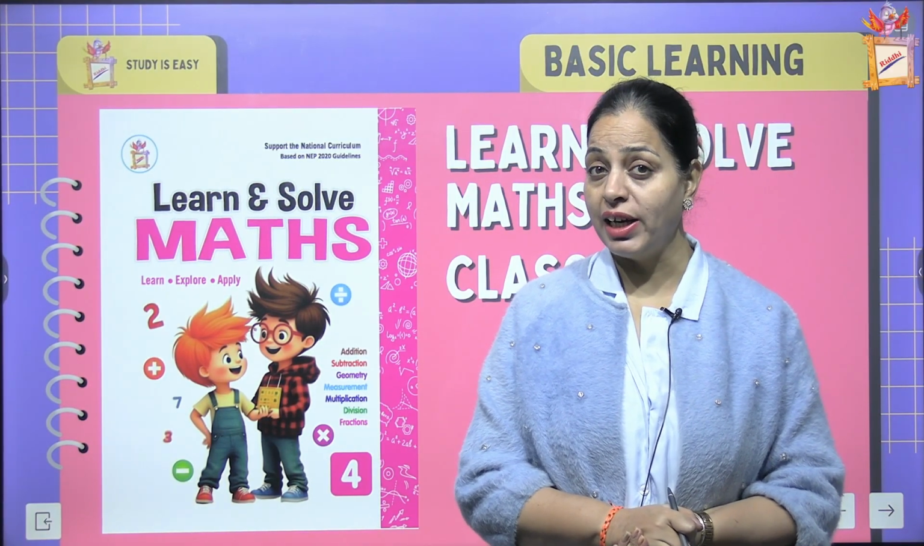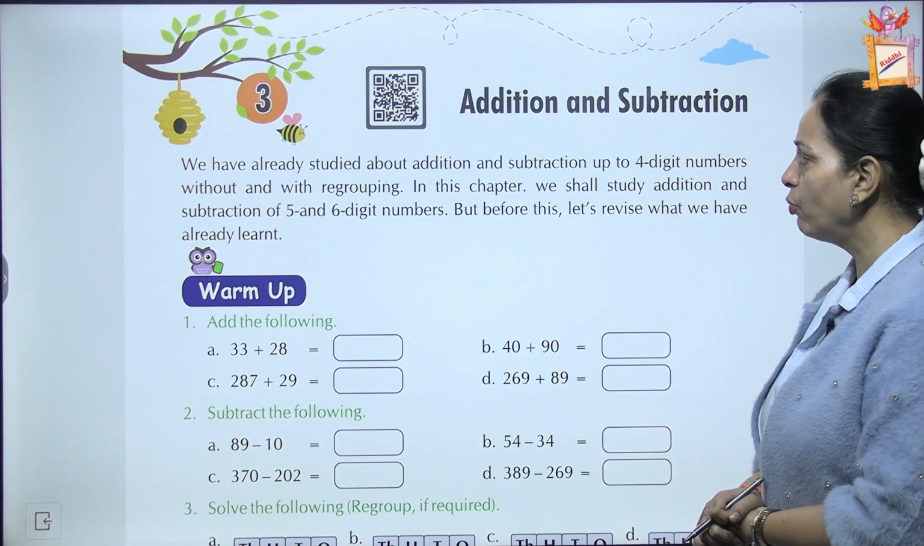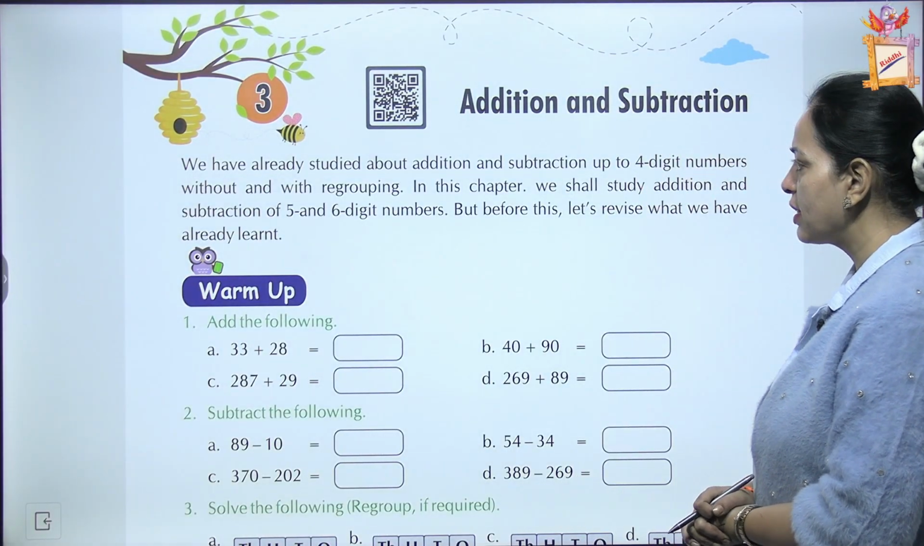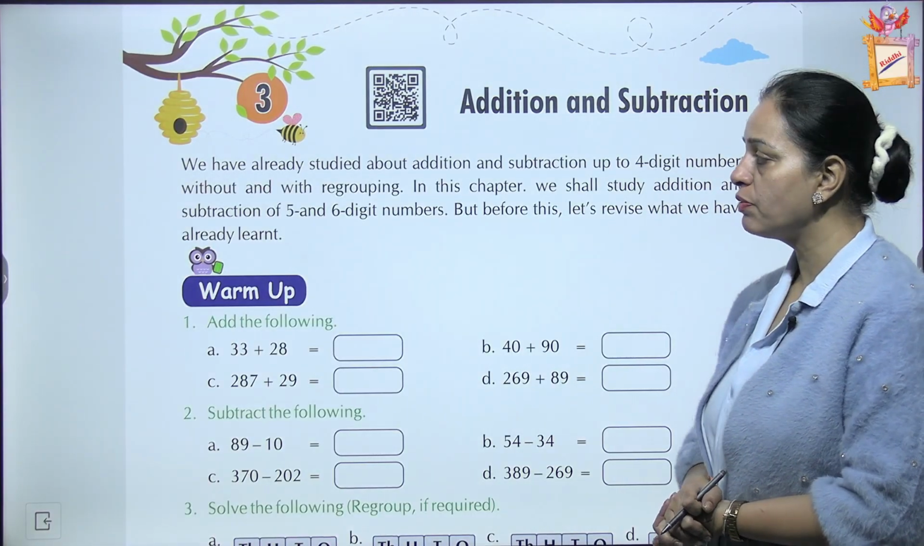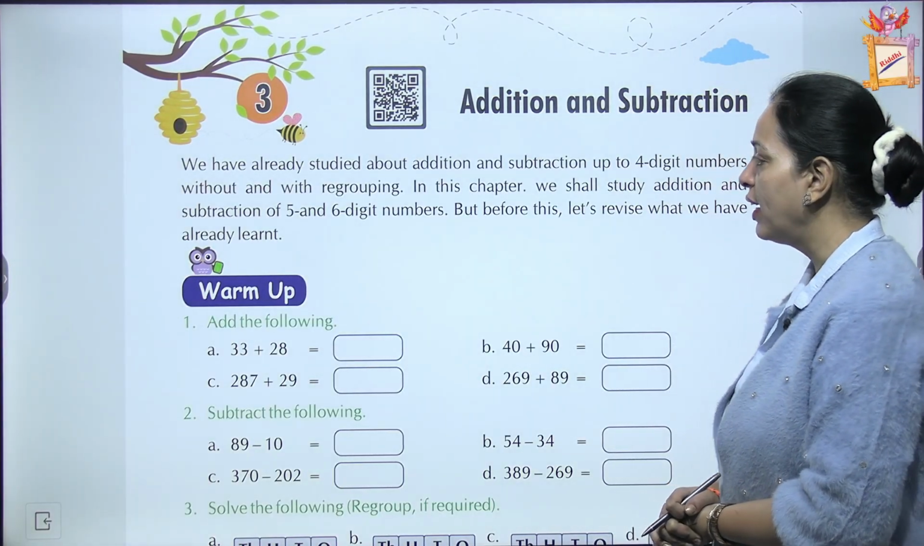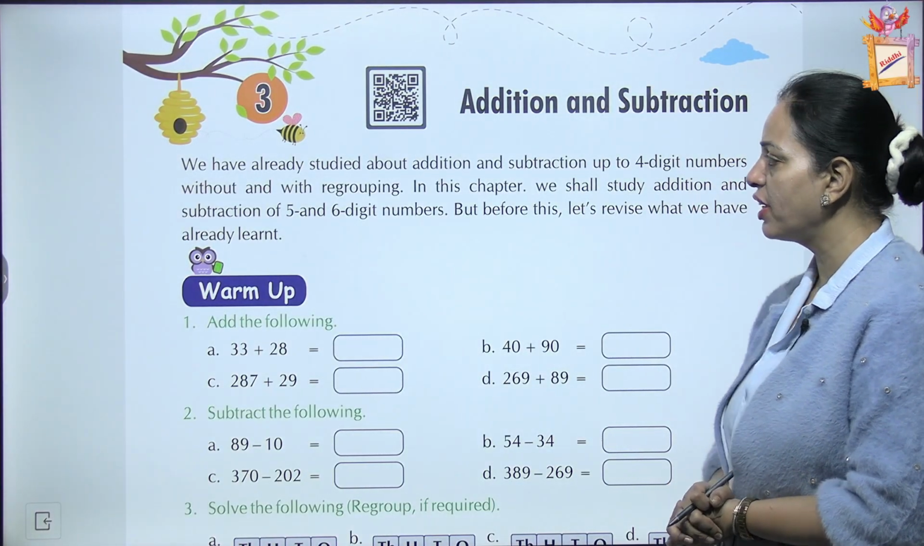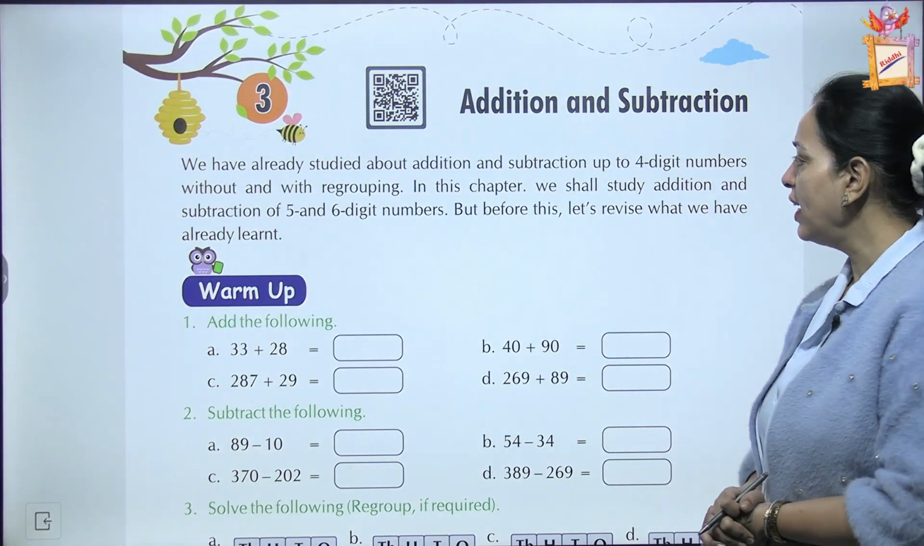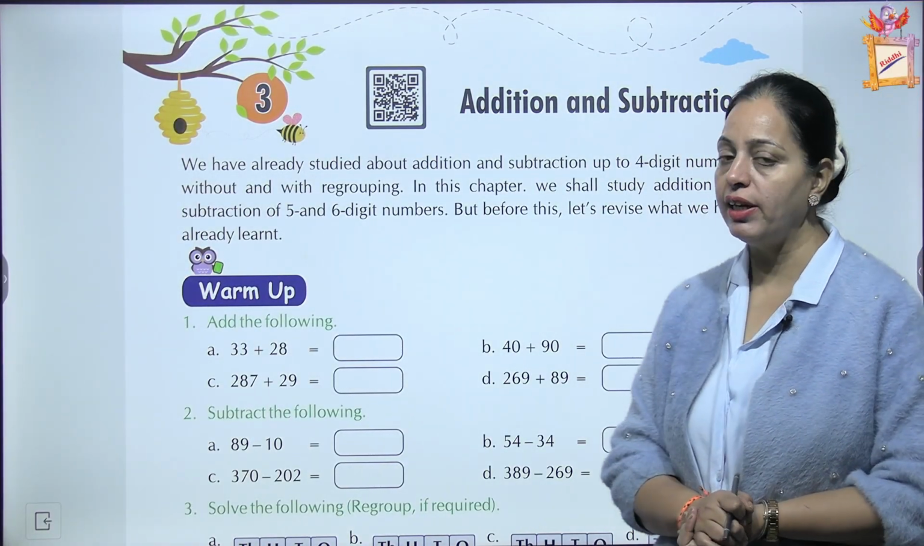So let's start. Now chapter 3, Addition and Subtraction. We have already studied addition and subtraction up to 4-digit numbers without and with regrouping. In this chapter we shall study addition and subtraction of 5 and 6-digit numbers. But before this, let us revise what we have already learned.